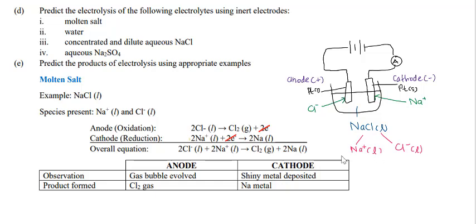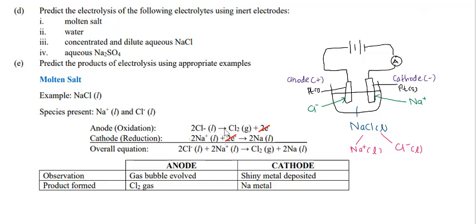The species are the sodium ion and the chloride ion. The chloride ion will be attracted to the anode and the sodium ion will be attracted to the cathode. Since we only have two species present, chloride will be discharged at the anode and sodium will be discharged at the cathode. The half-cell equations are written as follows.